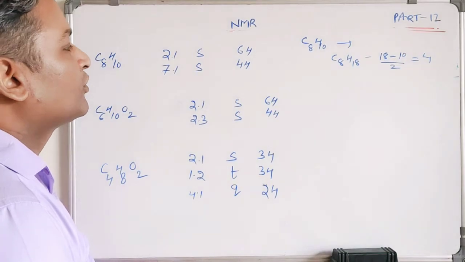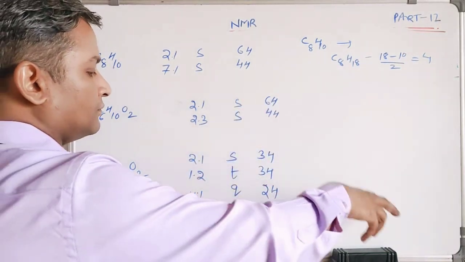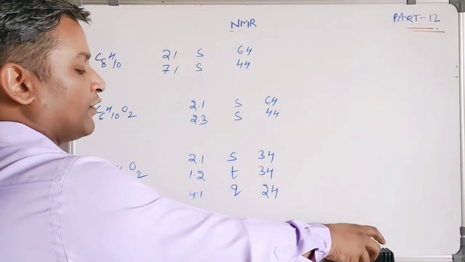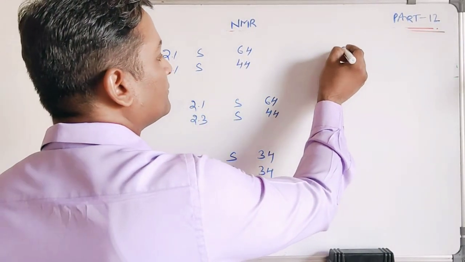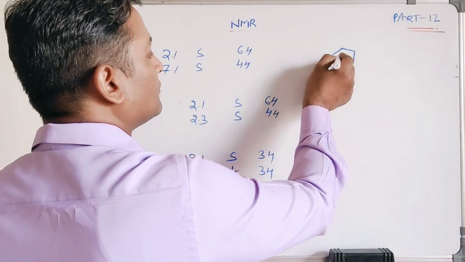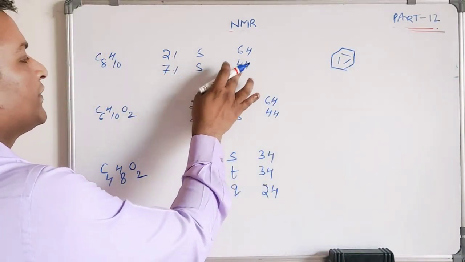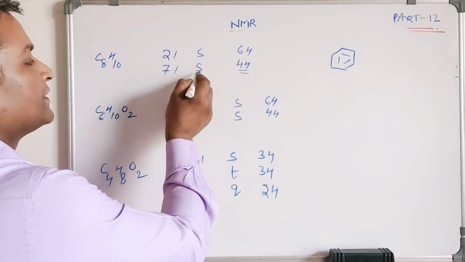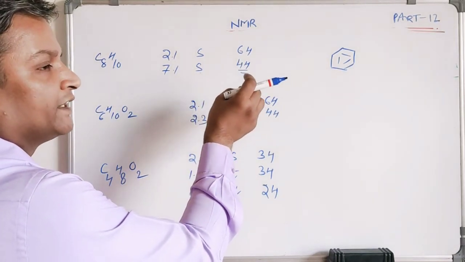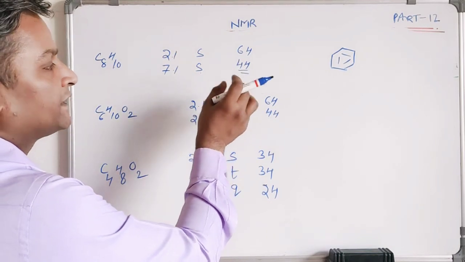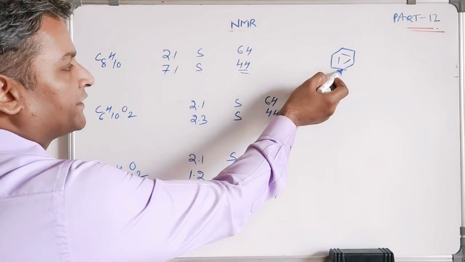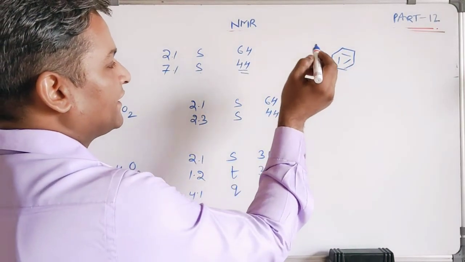So this compound must be containing at least one benzene system. But we are having a benzene ring with 4 protons. Singlet for 4 protons always indicates, you should remember this very important point, that singlet for 4 protons always indicates a disubstituted benzene ring system. So benzene must be disubstituted.